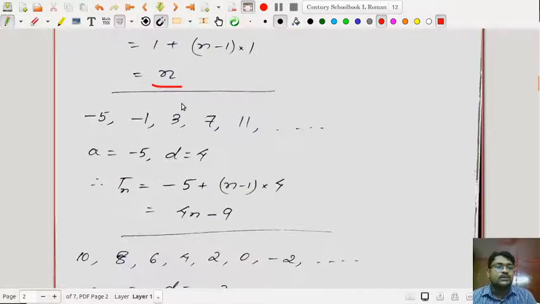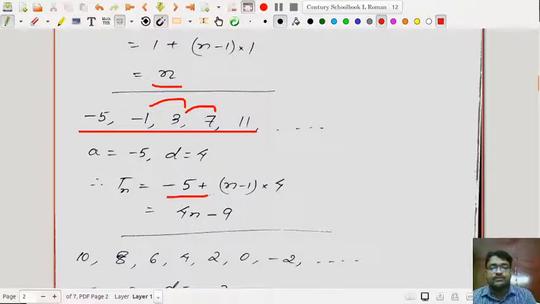Let us see another one: minus 5, minus 1, 3, 7, 11. This is also an arithmetic progression, where the first term a is minus 5 and the common difference is 4. If you add 4 to minus 5, you get minus 1, the second term. The third term is minus 1 plus 4, that is 3. The fourth term is 3 plus 4, that is 7. That way it goes on.